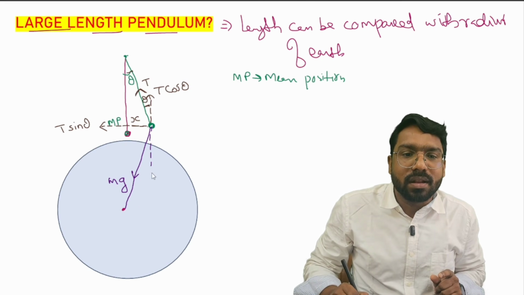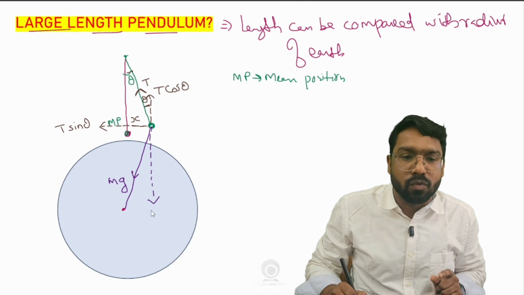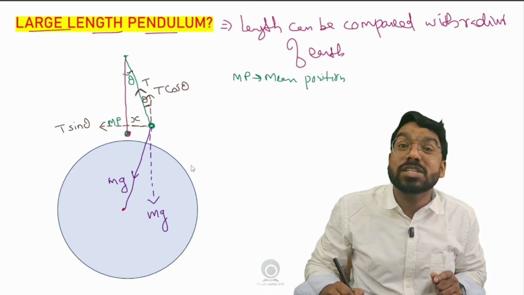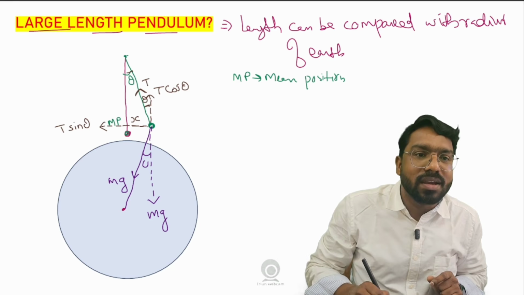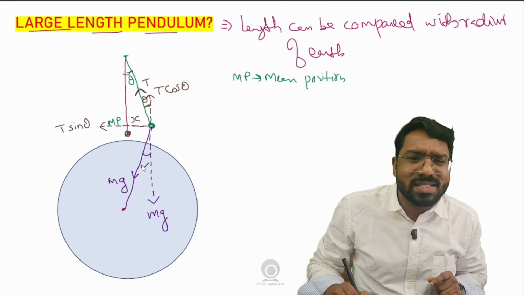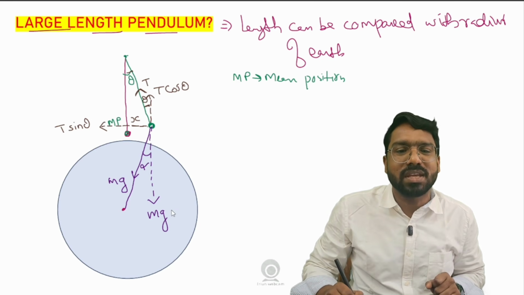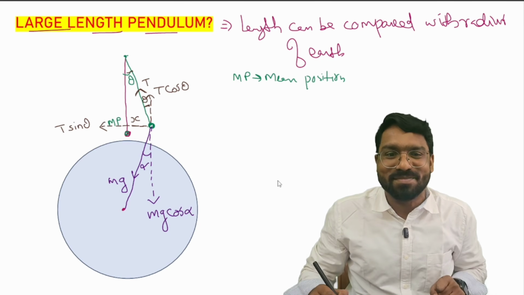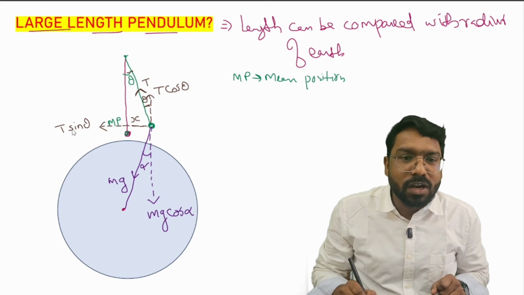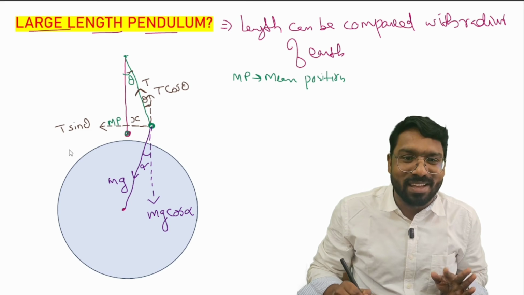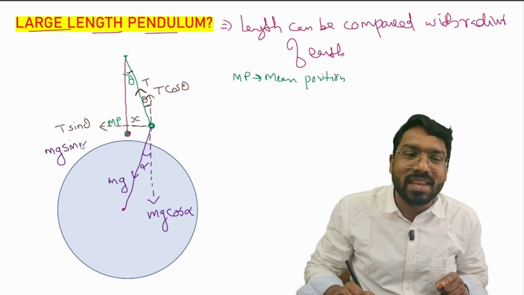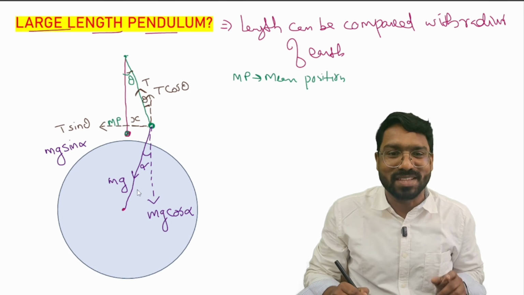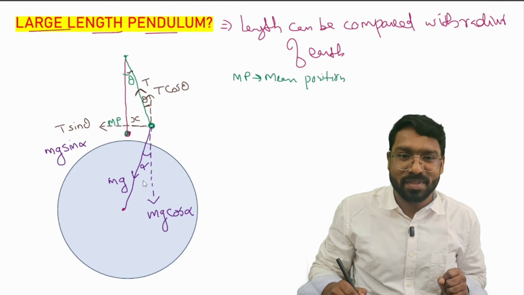One component is directly downwards, opposite to T cos theta. I am taking this angle not as theta but as another angle, alpha. So I am taking mg cos alpha opposite to T cos theta, and one component along T sin theta. What is that component? mg sin alpha. Do you agree? Yes, mg sin alpha.